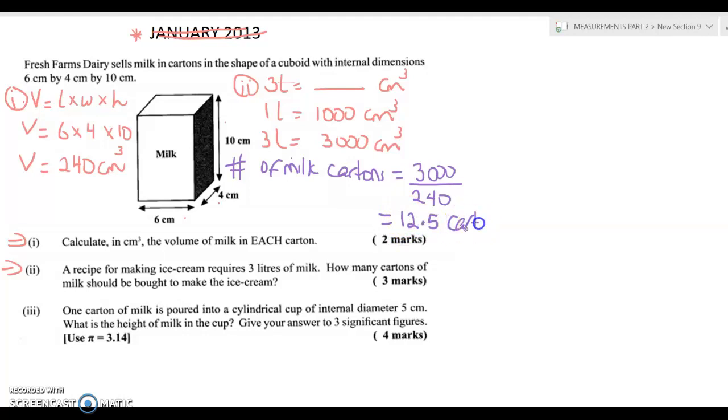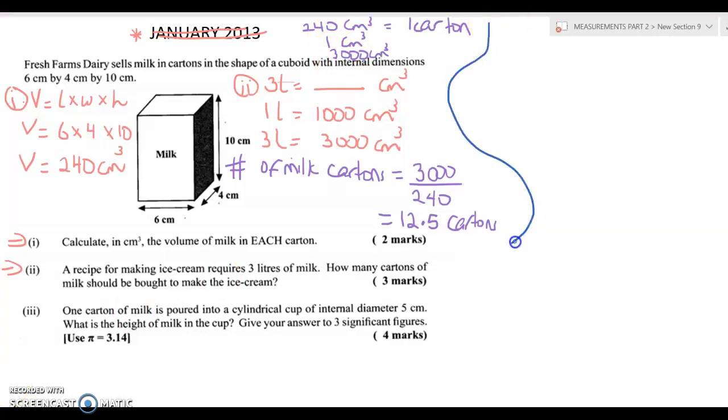So again, 1 liter is 1,000 cm cube, so 3 liters is 3,000 cm cube. The ice cream requires 3,000 cm cube of milk. We know that one milk carton has 240 cm cube. So the number of cartons then, if you want to look at it like this as well, 240 cm cube equals 1 carton, right? But all you have to do is just say 3,000 divided by 240. And now let's look at our last part.